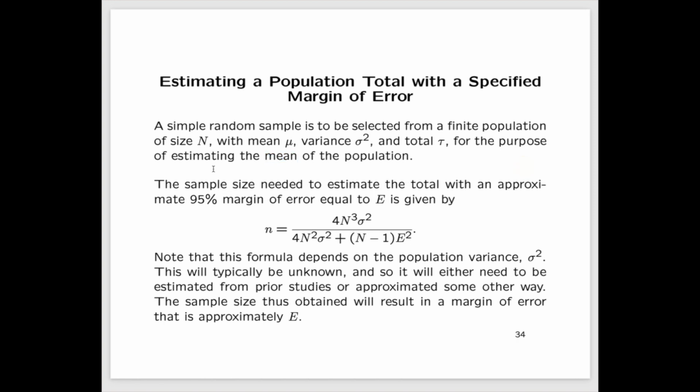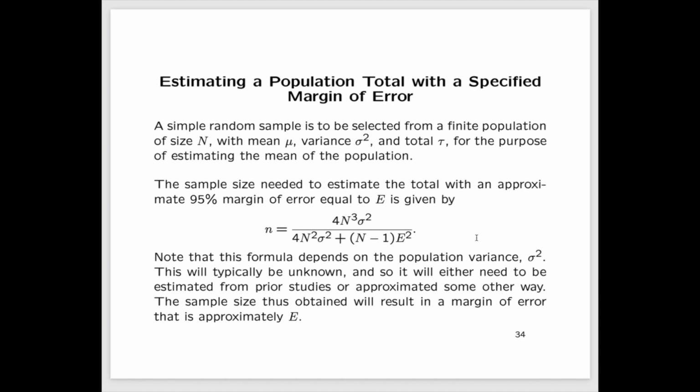Now, the sample size needed to estimate the total with an approximate 95% margin of error equal to some specified value, cap E, is given by this expression here. So the sample size required is 4 times the cube of the population size times the population variance divided by 4 times cap N squared times the population variance plus 1 less than the population size times the square of the desired margin of error.